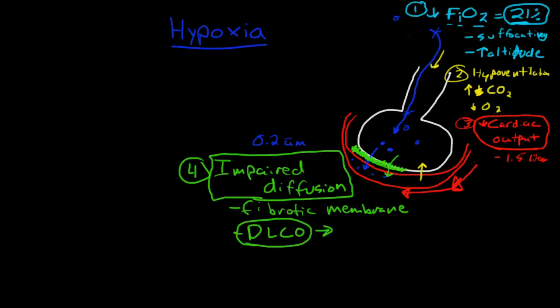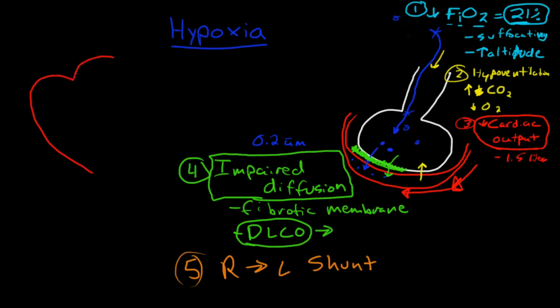Okay, and then the next would be a right to left shunt. Now, a right to left shunt suggests that blood is moving from the right side of the heart to the left side of the heart without getting oxygen, without passing by oxygenated alveoli.